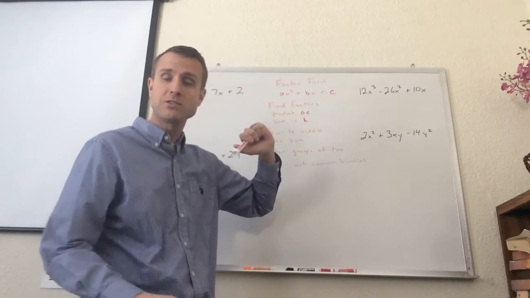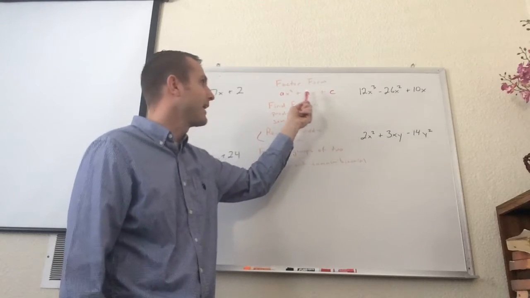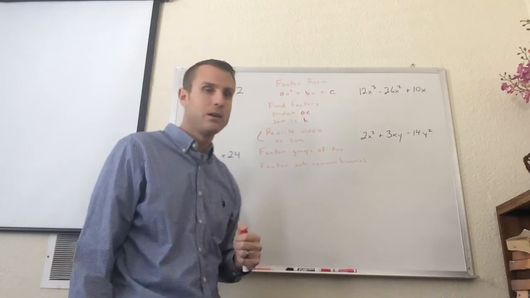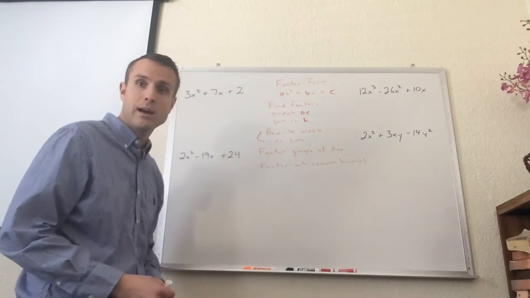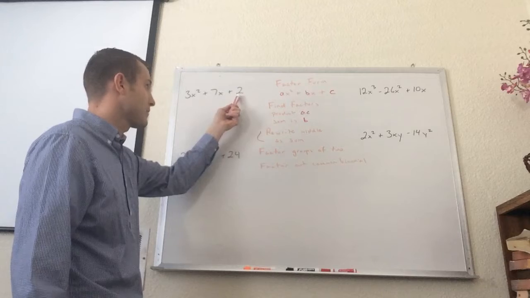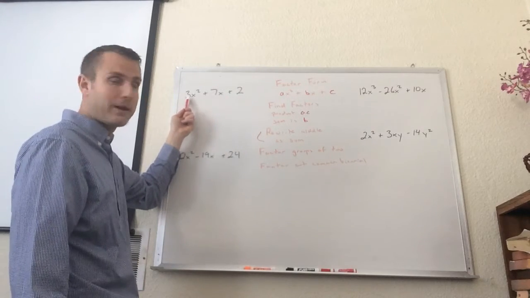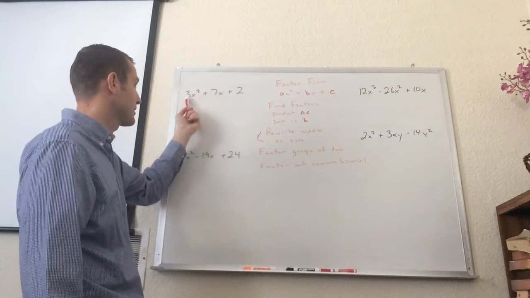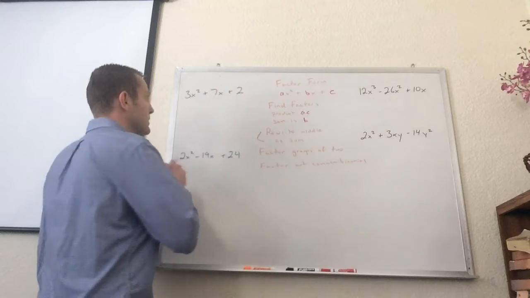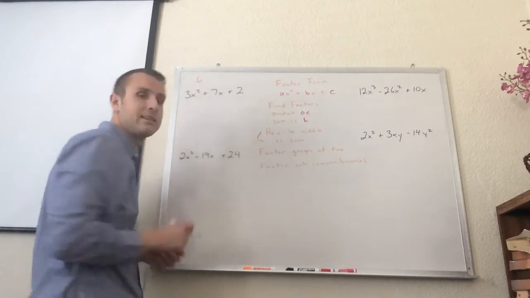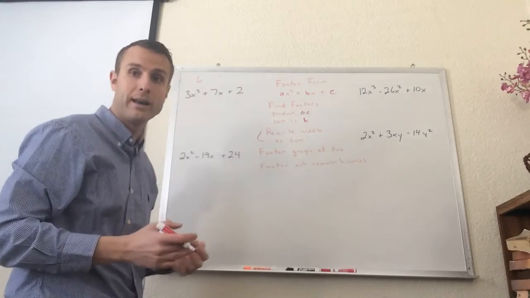This time we're going to say what two numbers multiply together to equal this times this and add together to equal the middle one. So for example, if I have 3x squared plus 7x plus 2, instead of saying what multiplies together to equal 2 and adds together to equal 7, since there's something being multiplied by x squared and I can't factor out that 3, I say what multiplies together to equal 3 times 2, which is 6, and adds together to equal 7. So obviously that would be 6 and 1.